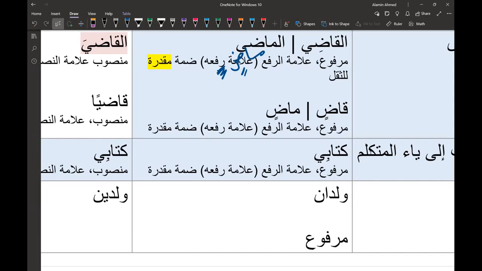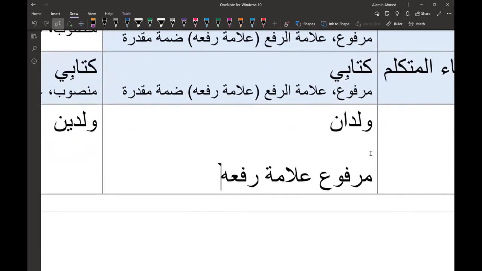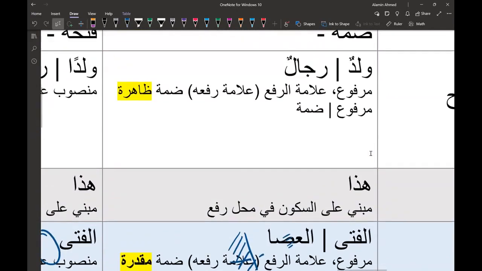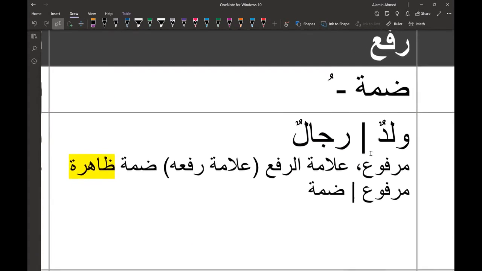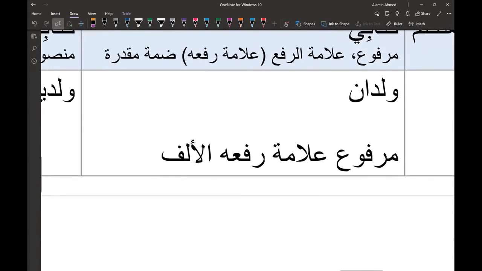We say marfu, and then we say wa alamatu raf'ihi, because it's marfu. What is the sign of the raf? What are you going to say now? What is the sign that it is raf? Alif. Yes. That is the difference between this and the other ones. The original state is marfu, and the alamatul raf is what? Dhamma. But for the muthanna, the i'rab is that in the raf it is alif.